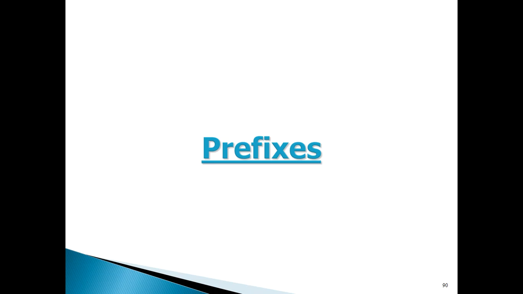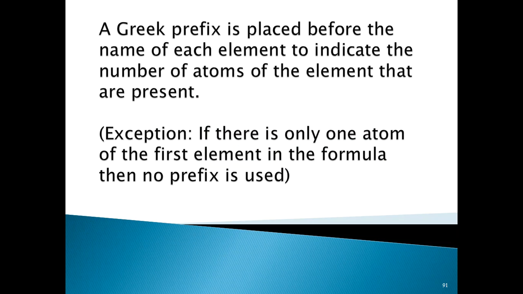Another thing you have to do, and this is one marked difference between naming ionic compounds and molecular compounds, is that we have to use prefixes to indicate the number of atoms of each element present in the molecule. Now, the prefix we use is a Greek prefix which is placed before the name of each element to indicate that number, all right? Now, there's an exception. In fact, there are a couple of exceptions, but the one that I'm going to mention here is that if there's only one atom of the first element in the formula, then we use no prefixes. And we're going to see some examples of that shortly, all right?